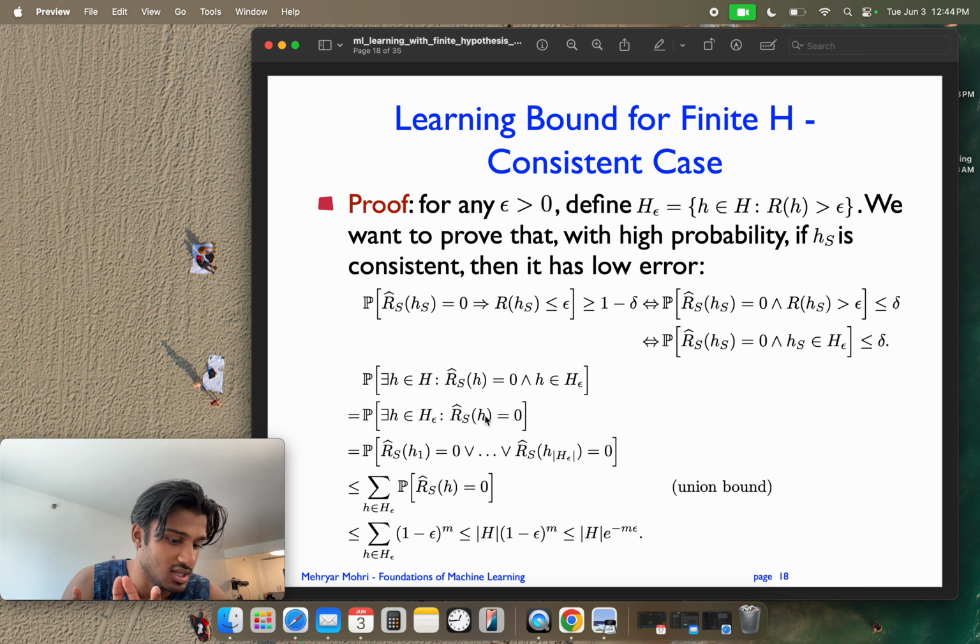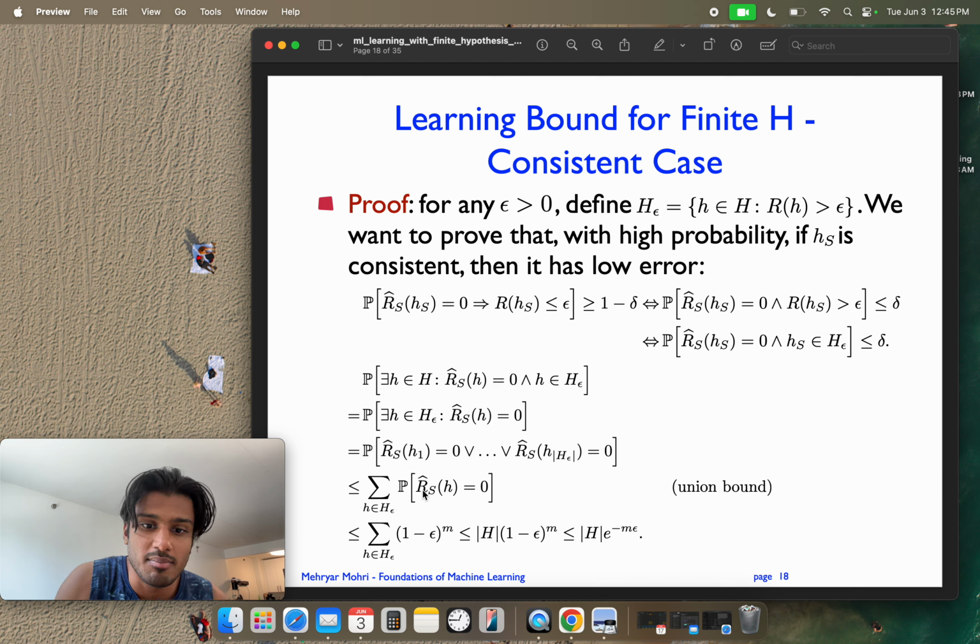What we're trying to say is, what is the probability that we picked something in the bad set and it had an empirical risk of 0? How can that be? That we picked the first one and its empirical risk was 0, we picked the second one and its empirical risk was 0, and so on, up to the number of elements in that bad set. And by the union bound, it will be less than the sum over all hypotheses in the bad set of the probability that the empirical risk is 0. This is always less than, because of the union bound.